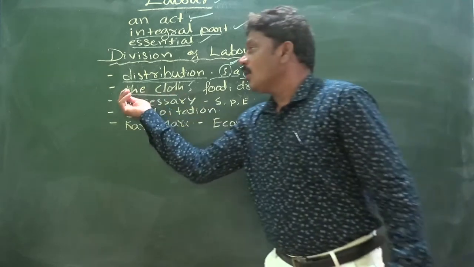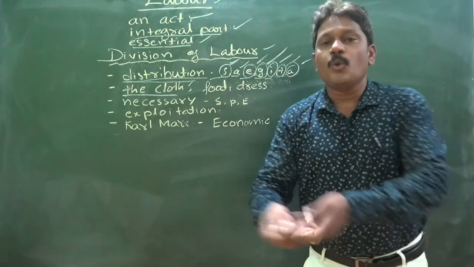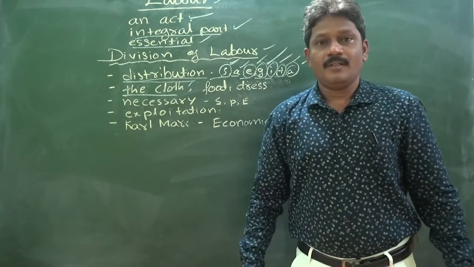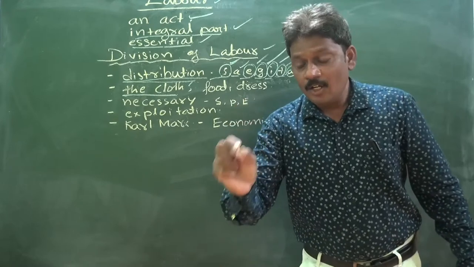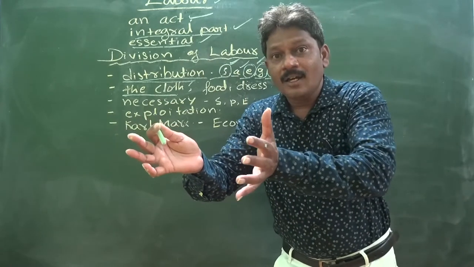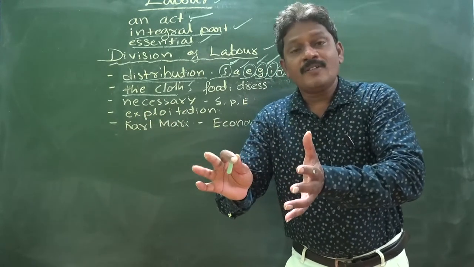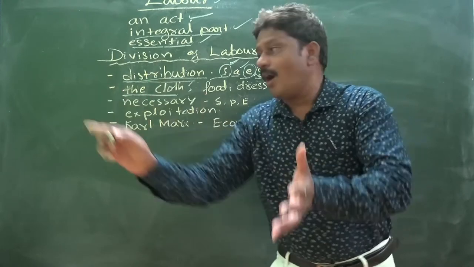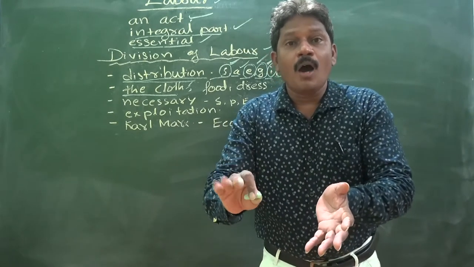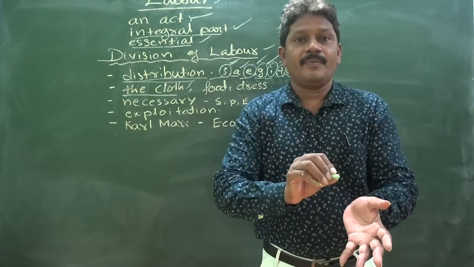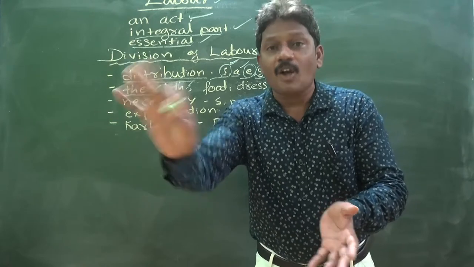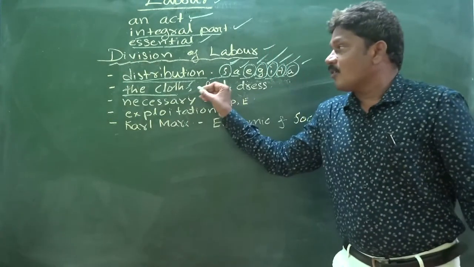The farmers grow the cotton, but it is not possible for them to weave. Their skill is not weaving. Farmers have the skill of how to grow cotton crops. After that, weavers have the knowledge of how to weave the cloth. After the weavers, they don't know how to give the color. Dyers give the colors to the cloth, and then the cloth is ready.